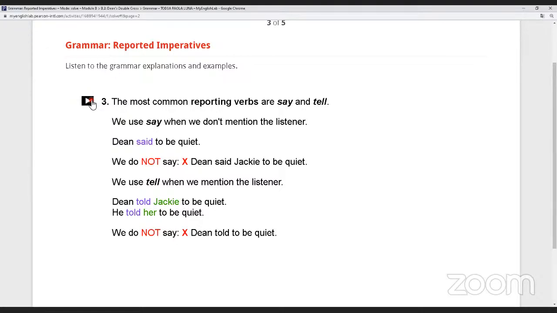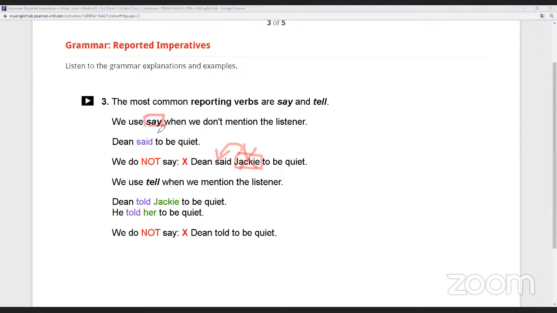I know, but I don't want to mention it, right? Or maybe the message goes to someone, a public in general. So then I don't want to mention it. If that's the case, we're going to use say, of course in the past: Dean said to be quiet. As you can see, I don't have any listener, or I don't want to mention it. It will be incorrect if I mention the listener using said, okay? This is incorrect: Dean said Jackie.